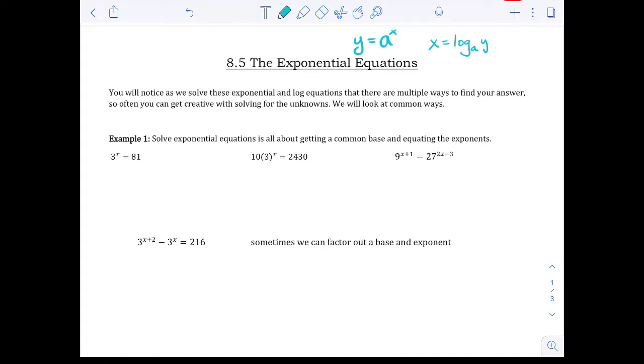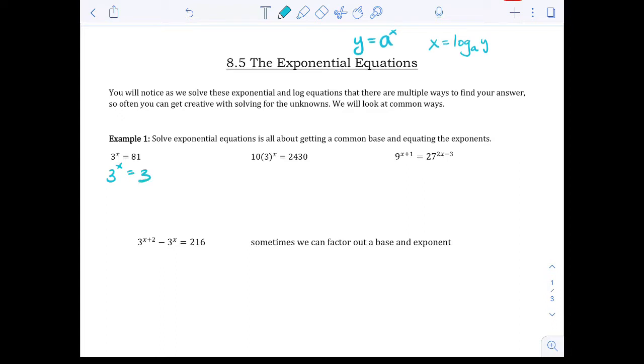So the first one says, solve the exponential equations. It's all about getting a common base and equating the exponent. So basically it's saying, get a common base on the left side and the right side. And if you have that, that means the exponents must be equal to each other. So for example, this first one here, we have 3 to the power of x is equal to 81. The one on the left has a base of 3. So I want to write 81 as a base of 3.